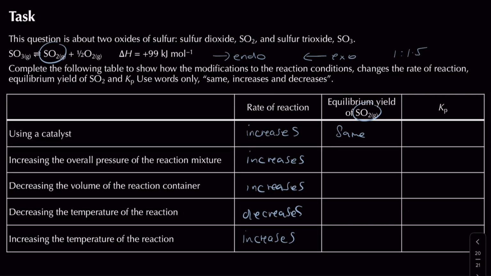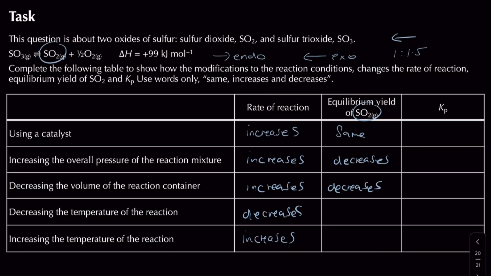If I were to increase the overall pressure or decrease the volume of the reaction container, we know our equilibrium is going to shift from right to left. If I were to increase pressure, I know that it's going to shift to the side with the least moles of gas, which is going to be the left hand side in this case. So in that case, our equilibrium yield of SO2 is actually going to be decreasing for both of these cases. So it decreases here, and then it decreases over here as well.